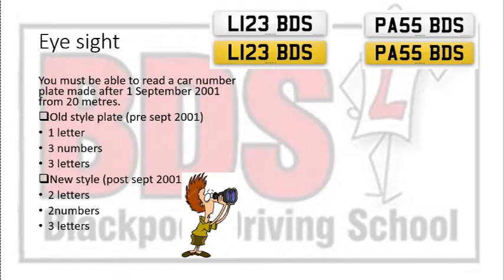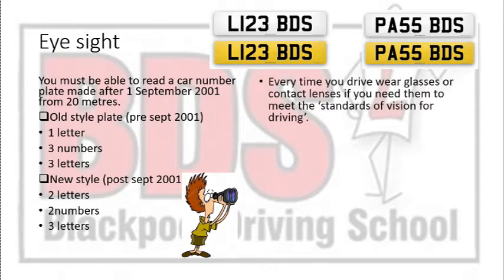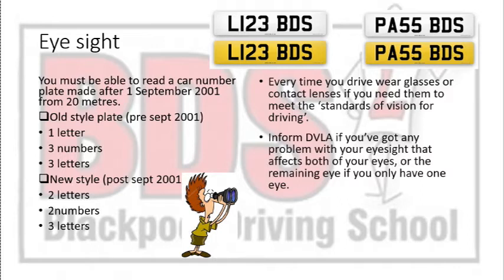If you need glasses or contact lenses in order to meet the requirements of being able to read that number plate from 20 metres, you must make sure you're wearing them every time that you drive. You must also inform the DVLA if you have any problems with your eyesight that affect both of your eyes, or if you only have one eye, it affects the remaining eye. It's worth noticing this doesn't include being short or long-sighted, or if you're colourblind.